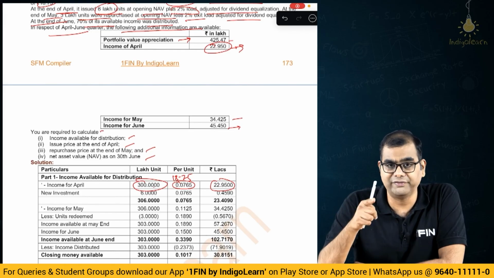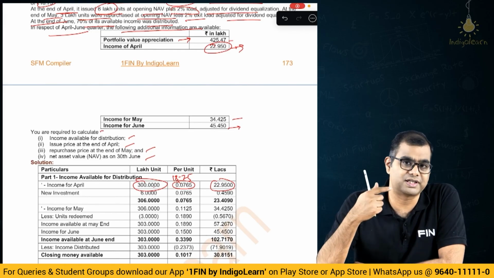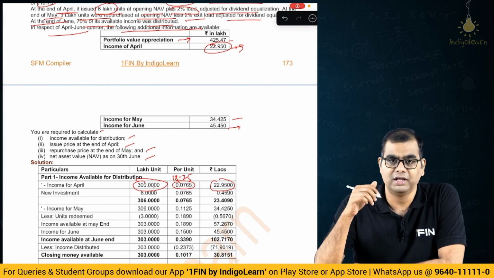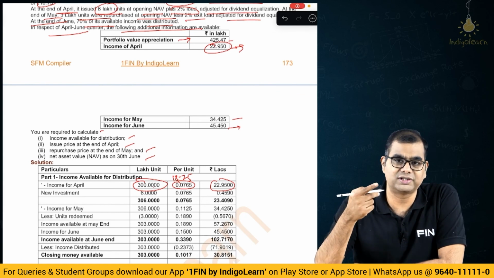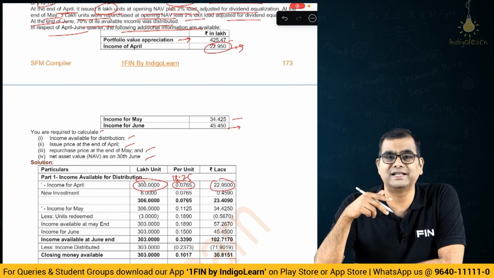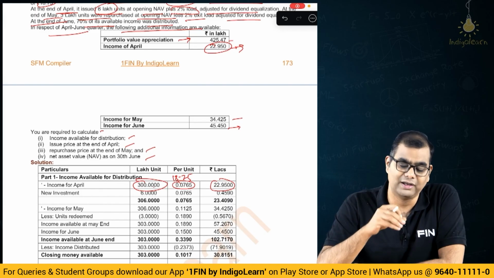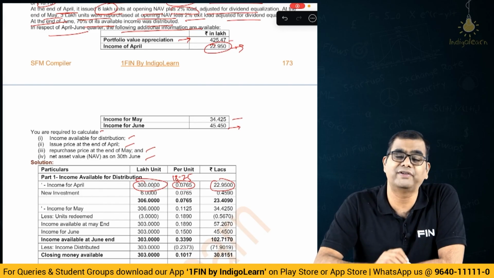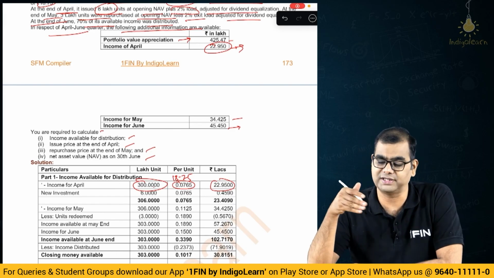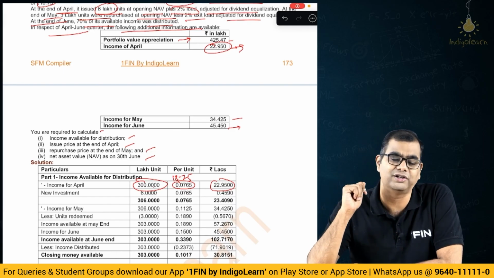Now, the dividend equalization concept, if you remember when I was discussing, we will understand it much better when you solve a problem. So, this is that problem. Now, when new units of 6 lakh units are issued, the new unit holders don't necessarily get to share in the pie of this dividend of 0.0765 without paying for it, because they have not paid for it. The income was earned during April, whereas they invested on 30th of April or end of April.